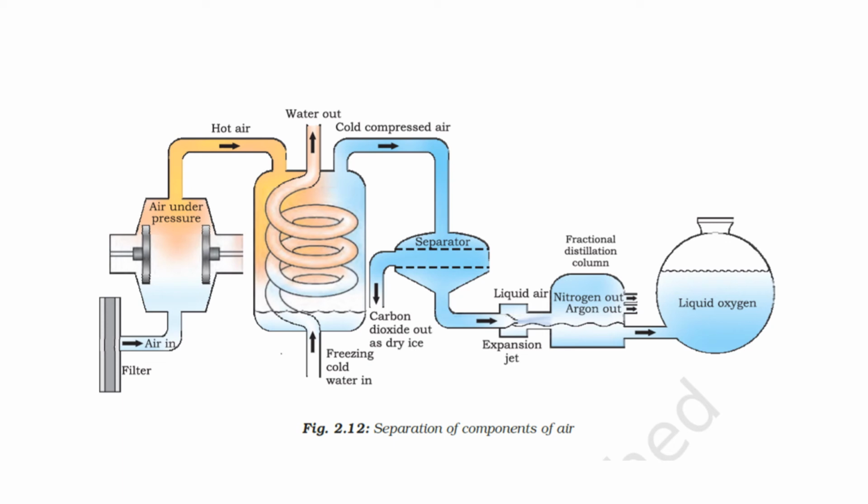The boiling point of argon is minus 186 degrees Celsius. The boiling point of oxygen is minus 183 degrees Celsius. So in this way, the components of air, that is nitrogen, argon and liquid oxygen, get separated by the fractional distillation process.